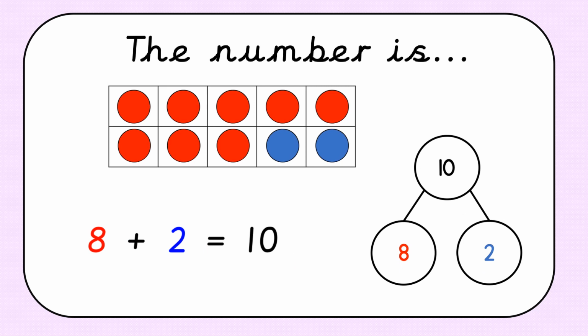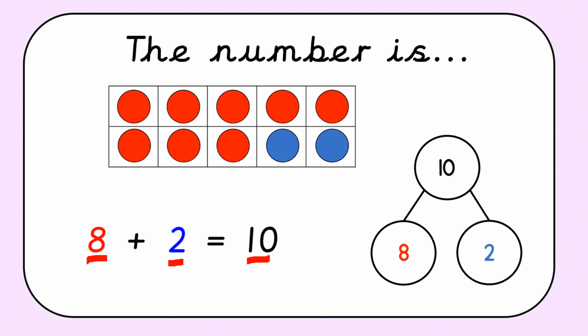Next one, there's two parts. There's a part that's red and a part that's blue. How many are red? That's right, 8. How many are blue? 2. How many altogether? 10. And we can show that in a part-part whole model.